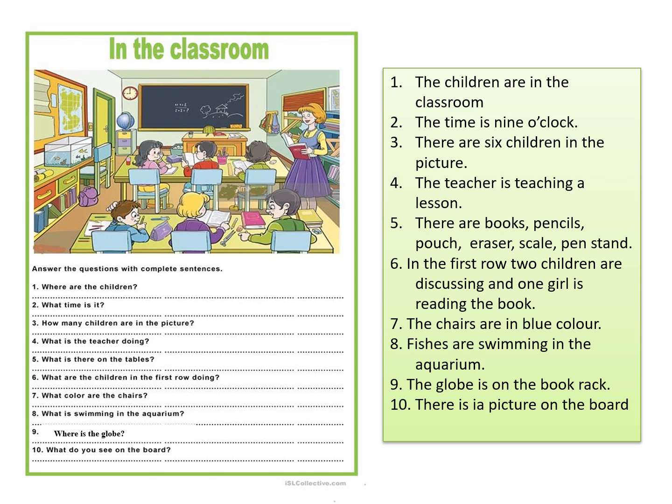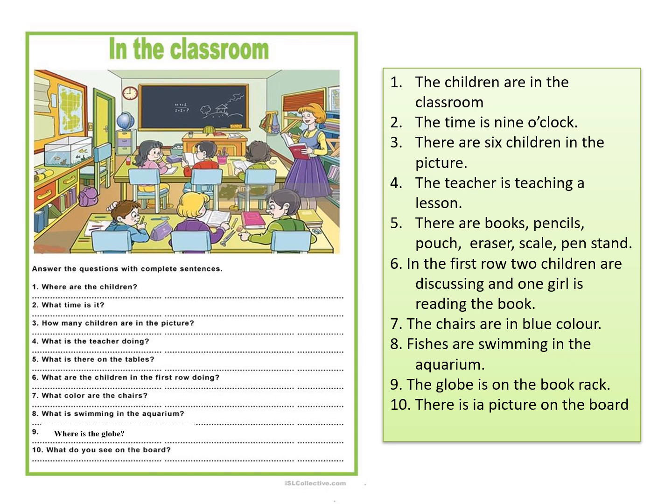What is the color of the chair? The color of the chair is blue. What is swimming in the aquarium? You could see a small aquarium beside, and fishes are swimming in the aquarium. Now, where is the globe? The globe is on a book rack in the corner of the room. Now, what do you see on the board? There is a picture on the board, or the teacher has drawn a picture on the board.